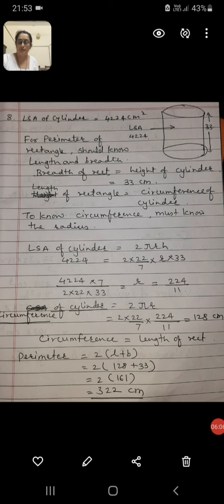Let us go to the 8th question of that exercise. The question is: the lateral surface area of a hollow cylinder is 4224 centimeter square. If it is cut along its height and formed into a rectangular sheet of width 33 centimeter, find the perimeter of the rectangular sheet.